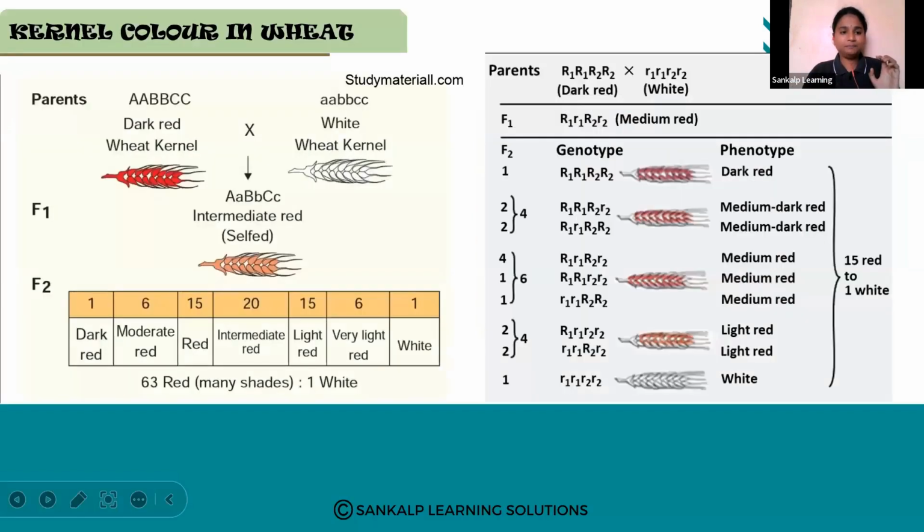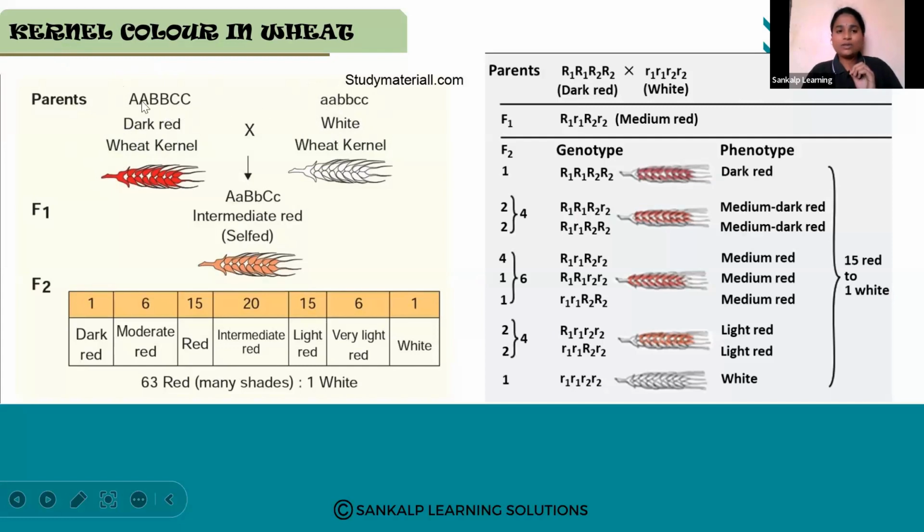So let us see that. See here. So the parents were dark red wheat kernel and the white wheat kernel. So these are the genes AA, BB, CC. All these 3 genes will control the color of the kernel. So when all these are homozygous dominant, the color of the kernel will be dark red. When all these are recessive, the color will be white.